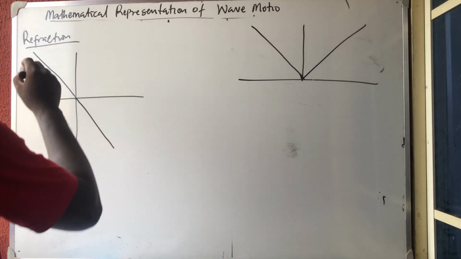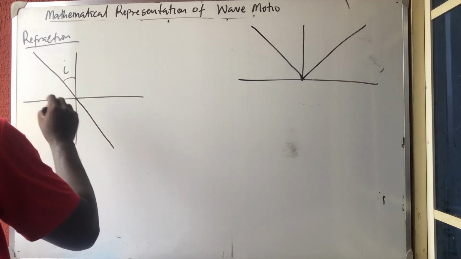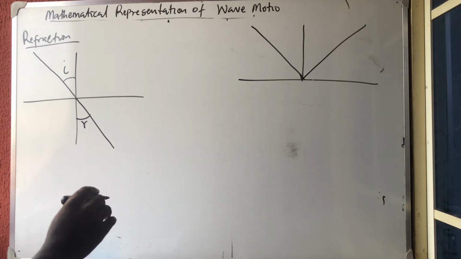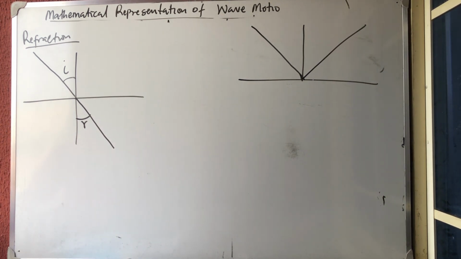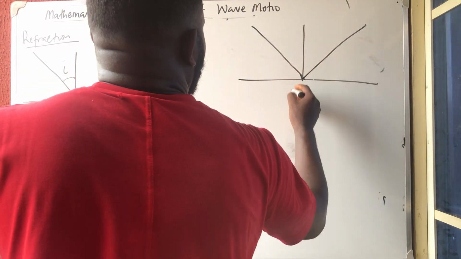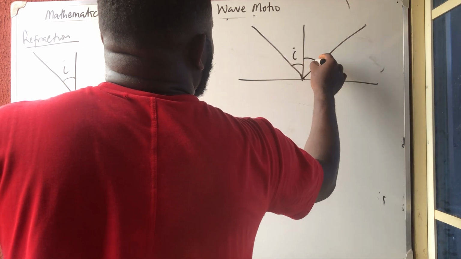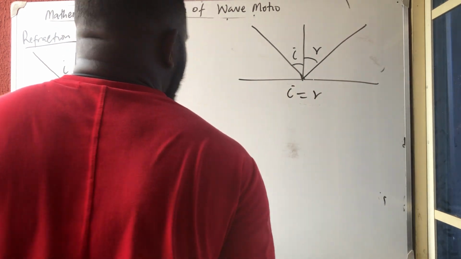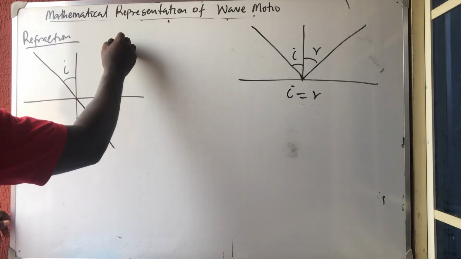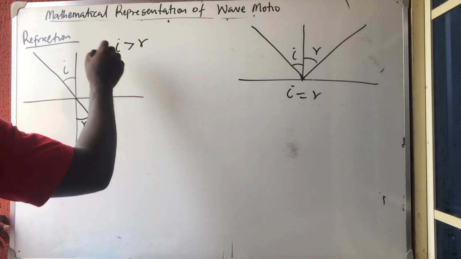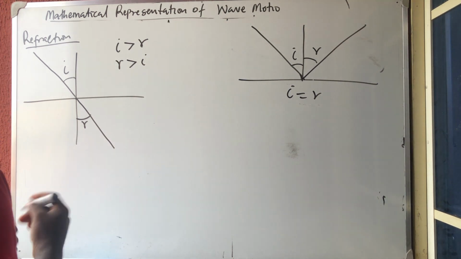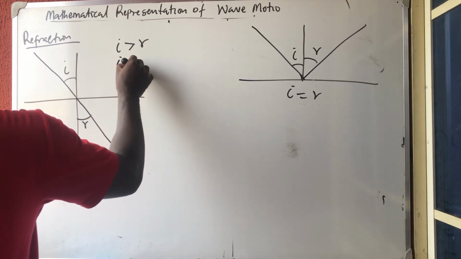Now this angle is called our incident ray, while this one is called our refraction ray. Another thing you need to note is that in reflection, our incident ray angle is always equal to the reflection ray angle. That is, I is equal to R. But in refraction, either I is greater than R sometimes, or I will be less than R.